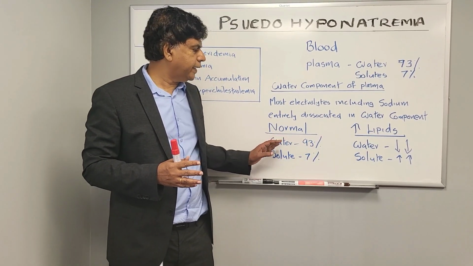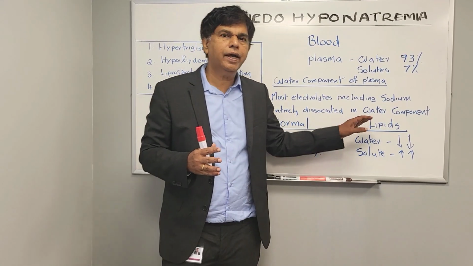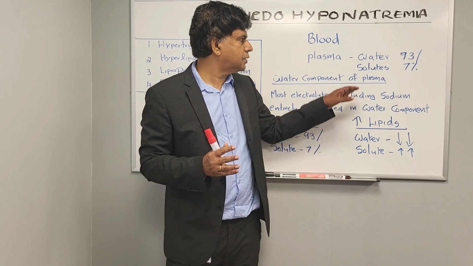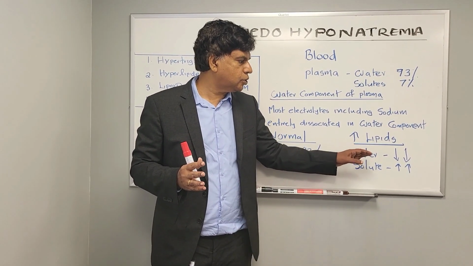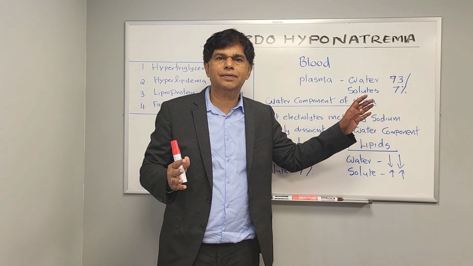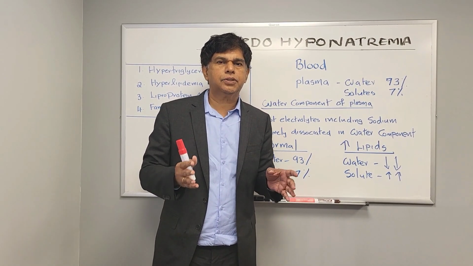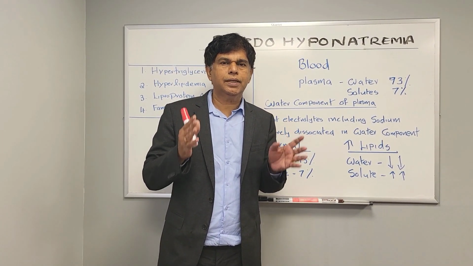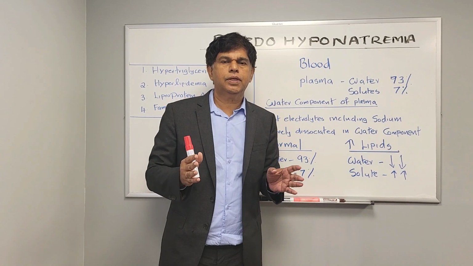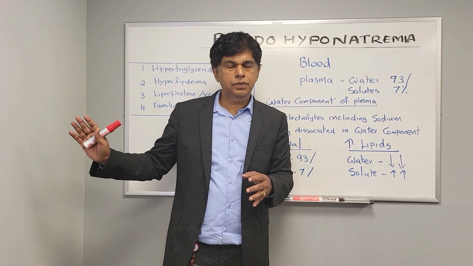So normally, again, water is 93% and solute is 7%. When you have lipids in there, the solute is going to go up. So the ratio is altered. Water is going to be decreased, solute is going to be increased. So the laboratory will not be able to measure the proper sodium level. Usually the sodium will be extremely low, and it gets transferred to the clinician.